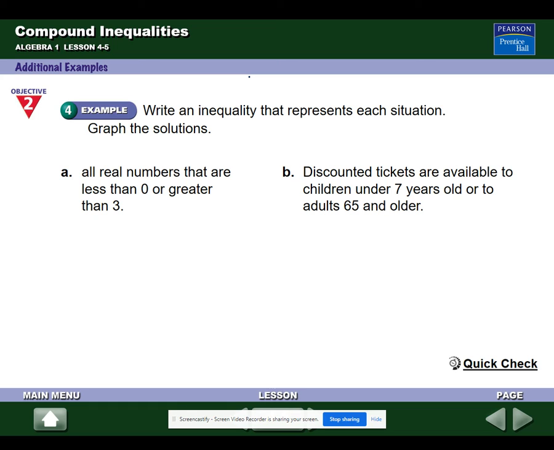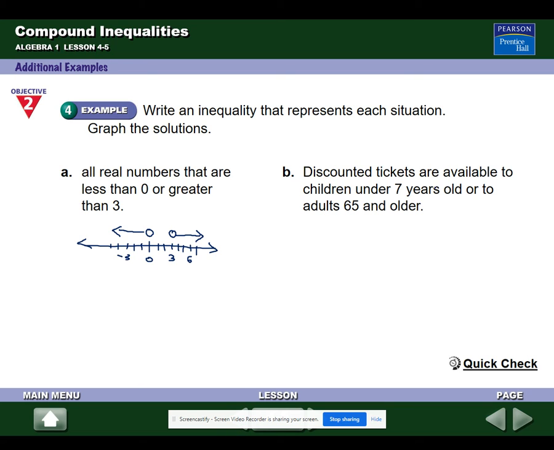This says write an inequality that represents each situation and then graph the solutions. All real numbers that are less than 0 or greater than 3. Number line, 0, 1, 2, 3, 4, 5, 6. This is similar to the one we just did, except this is an or situation. They're going to be moving away from each other, not towards. And less than 0 or greater than 3 would be like this.